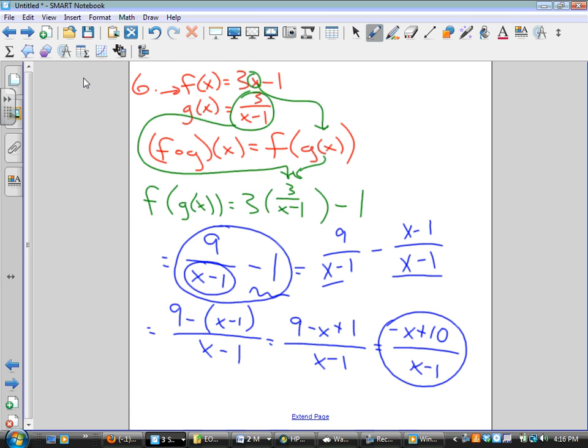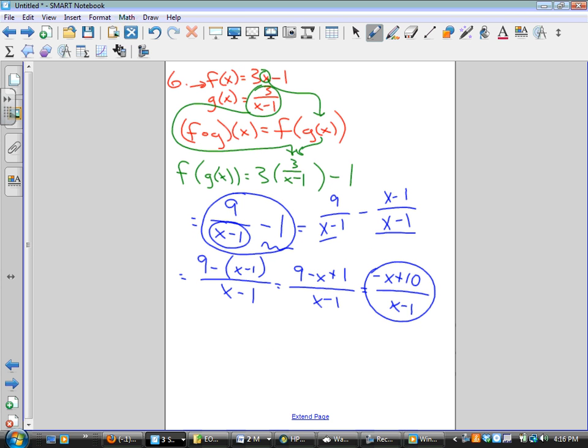Now it asks us to find the domain. To find the domain, we have to consider two things. We have to consider the domain of the composition, the result, and we also have to consider the domain of the input, which was g. Again, in this situation, just like problem number 1, it looks like those two domains are going to be the same. Okay, so let's look at the negative x plus 10 divided by x minus 1.